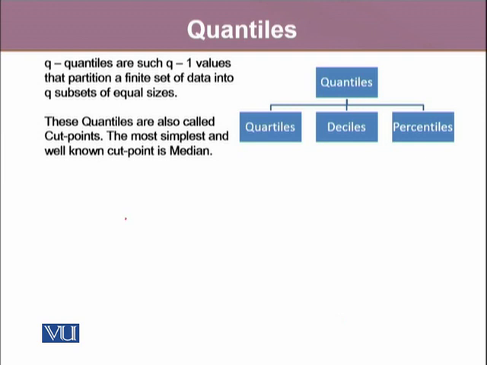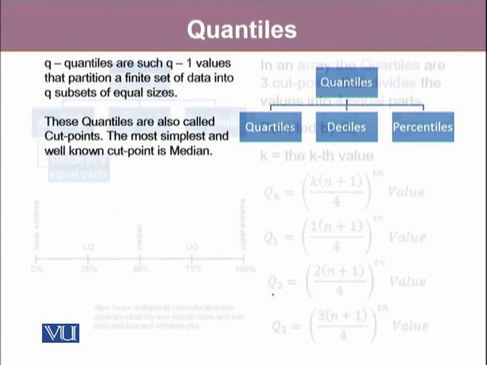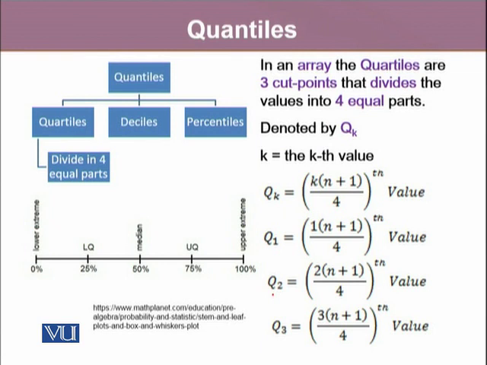Let's look at it: if this number line represents our data, then to divide the data into two exactly equal parts, we need to cut this data at one point, and that is the median. But in case we want to divide our data into further parts, let's say into three equal parts, we need to make two cuts that divide our data into three equal parts. Similarly, if we divide our data into four equal parts, we call it quartiles.